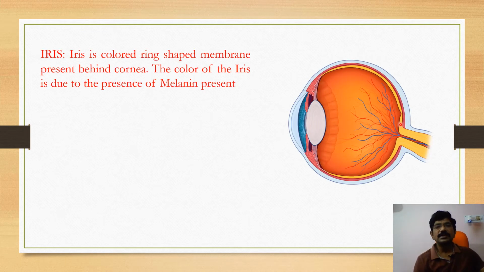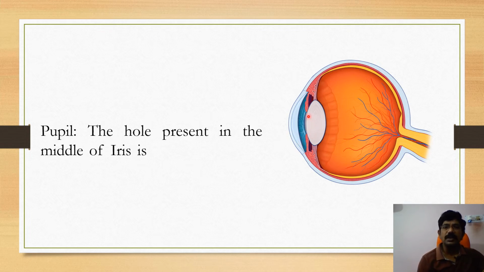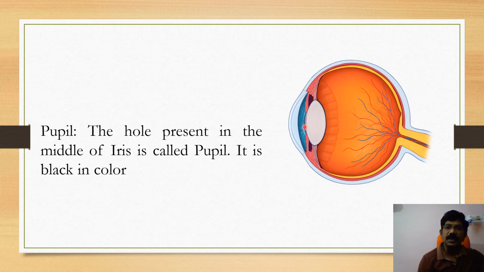Now let us discuss another important part, that is iris. Iris is a colored ring-shaped membrane present behind the cornea. Are you clear? Now after this, another part.